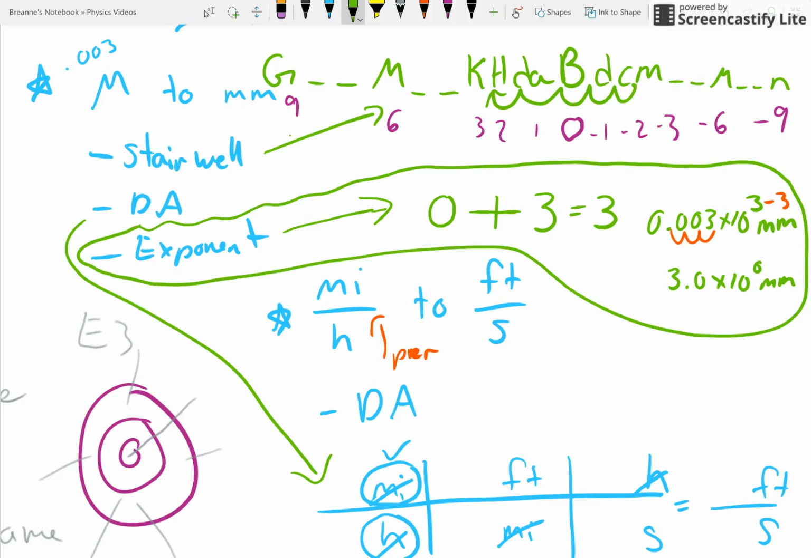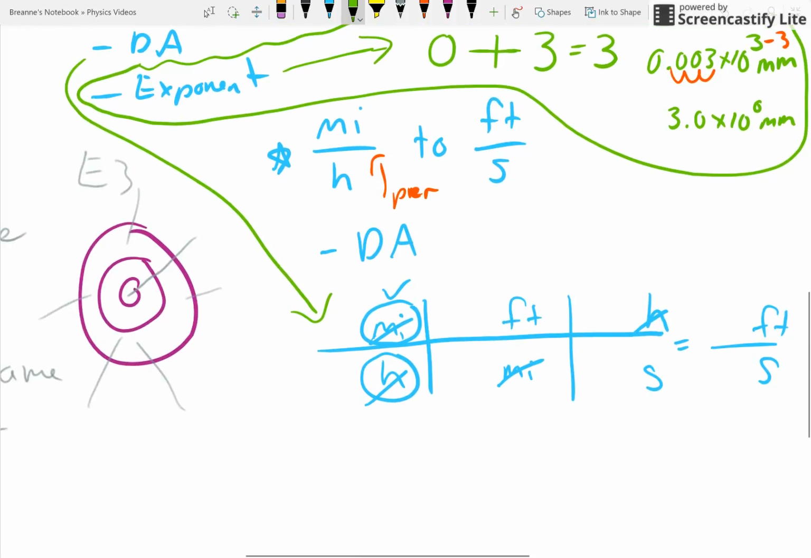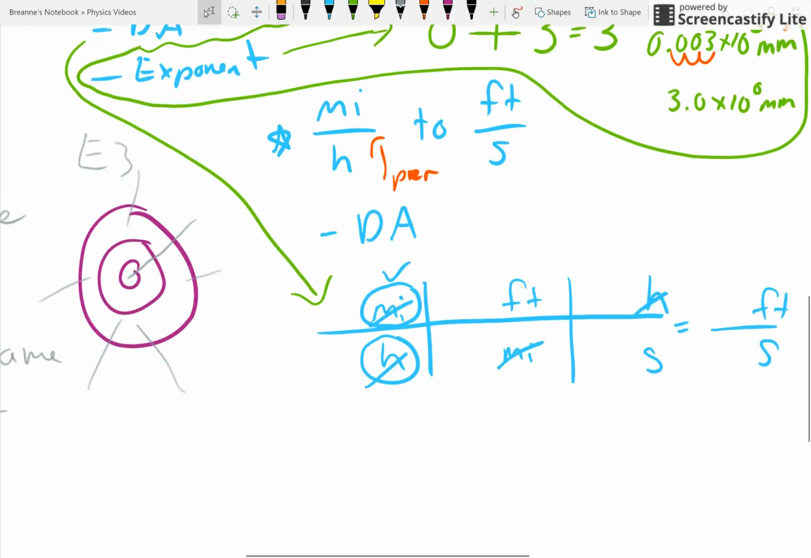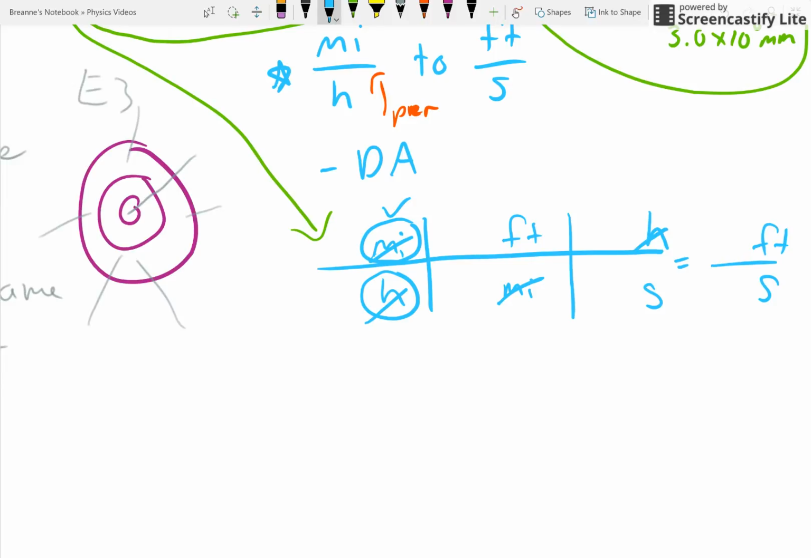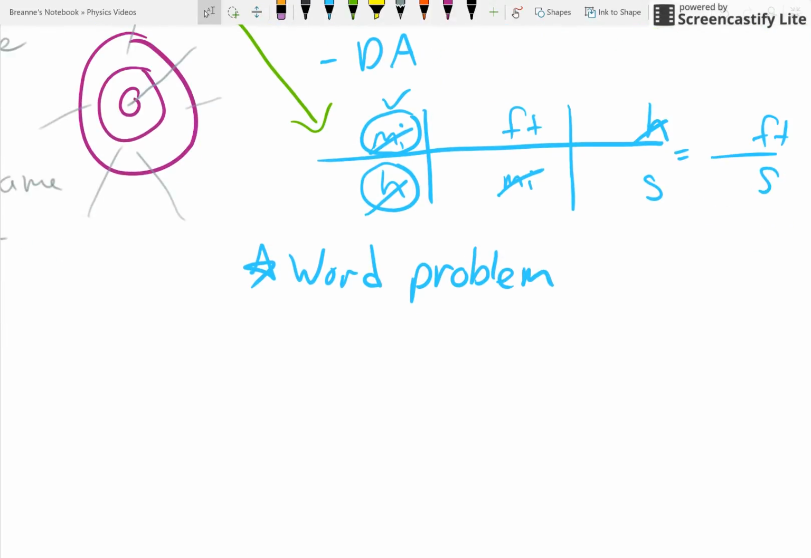So we'll have a two-parter, and then you will have some word problems. My best hints for the word problems: first, of course, is read the whole problem. Before you even do anything, read the whole problem. Okay?